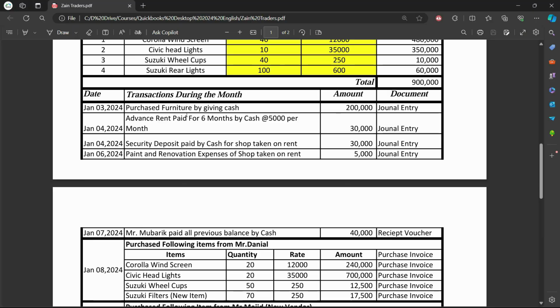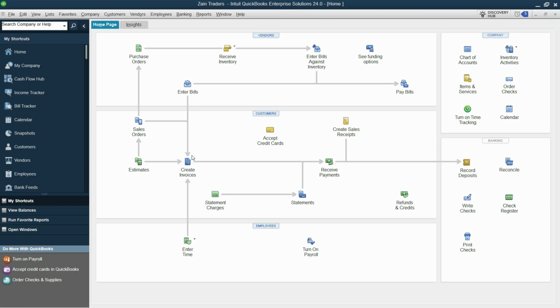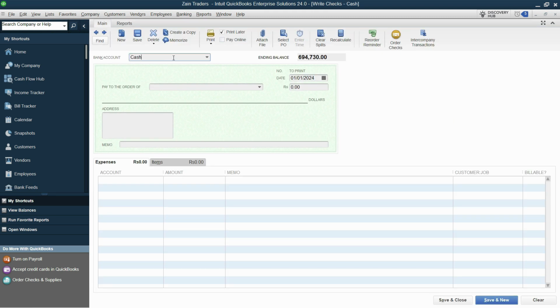Now the first transaction is purchase of furniture by giving cash. This furniture might be a one-time transaction. We are not buying furniture for our office every day, so it's a non-trading activity. Now we have two options here in QuickBooks. Some people enter it through write checks. They just enter the cash here.